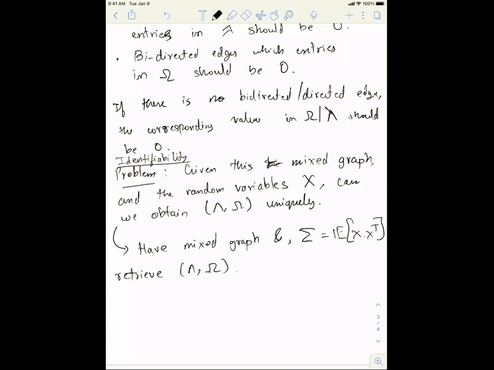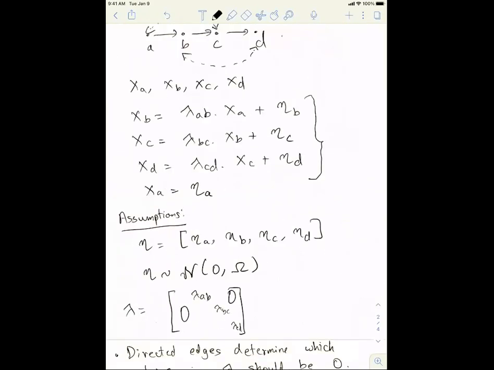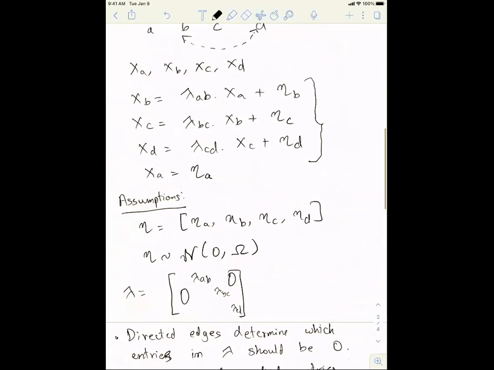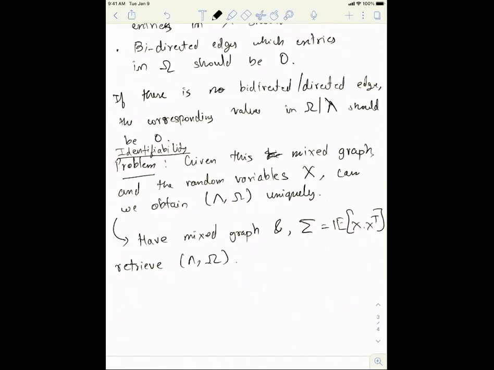Note that since the way we've defined this entire system, each of these x is also a Gaussian random variable, and therefore with mean 0. So these two questions are just equivalent. And so we want to ask, when can we retrieve this uniquely? This is the problem of identifiability. Are there any questions at this point?